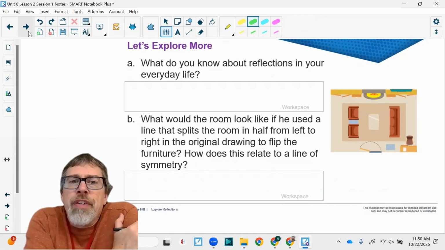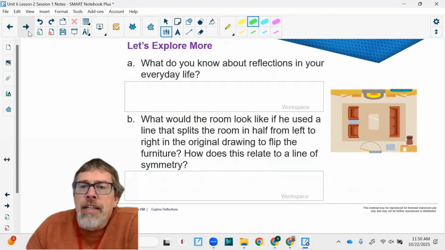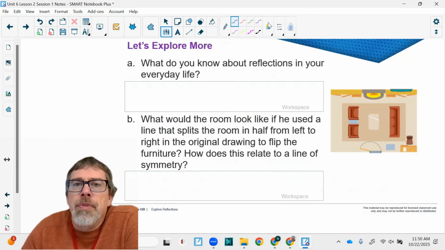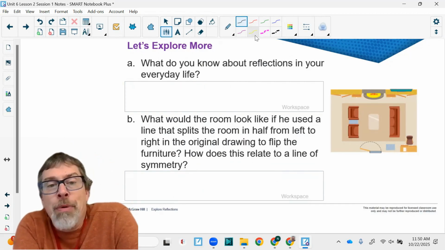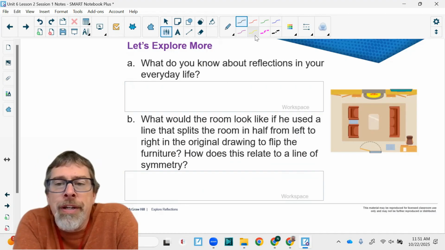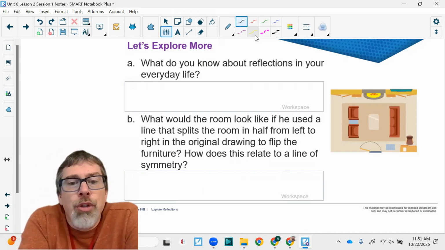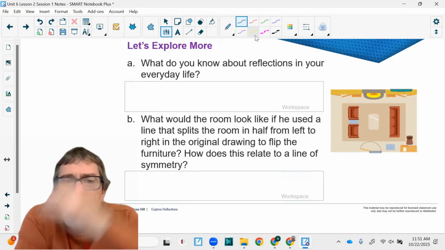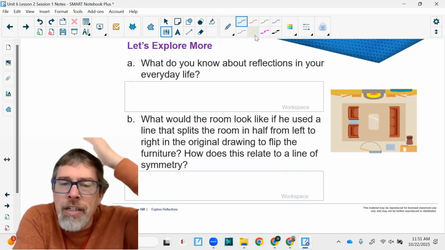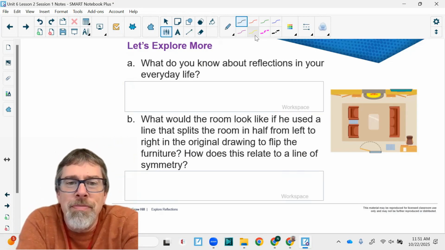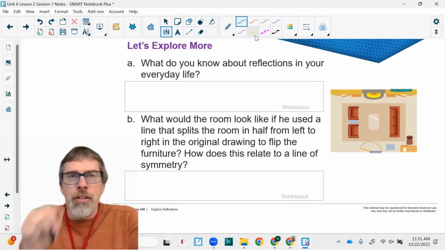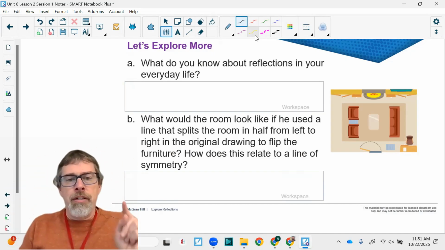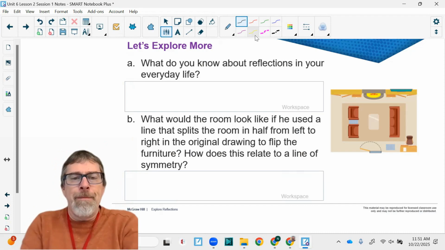What do you know about reflections in your everyday life? I'm going to leave that to you because it's an open-ended question. If I were to answer, I will say it verbally, but I won't write it. Well, you look in the mirror in the morning to comb your hair. I don't comb my hair, but if I did, I'd look in the mirror to do it. And my right ear would be the left ear of my reflection, and my left ear would be the right ear of my reflection. Okay?